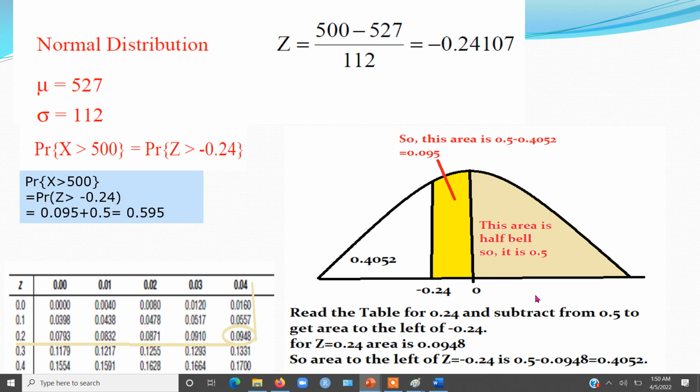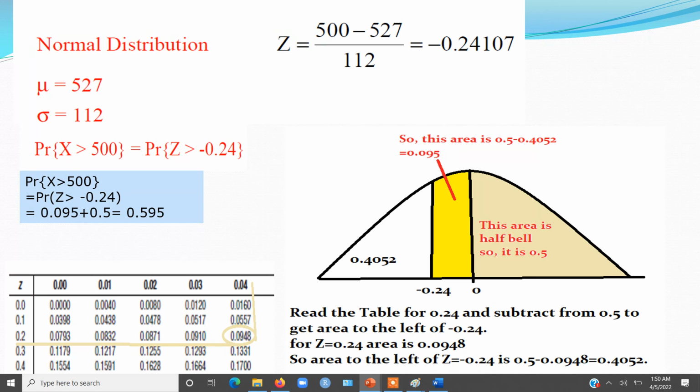So what we are going to do is read the table for plus 0.24. Remember that there are different versions of normal distribution tables if you use them from the internet. The version that I'm using is only generated for positive values of z, but we can easily use it to find the probabilities for negative values of z as well.